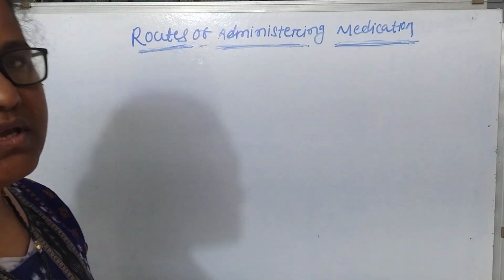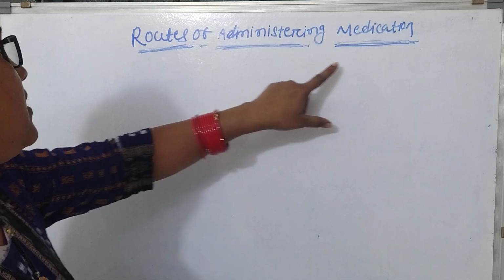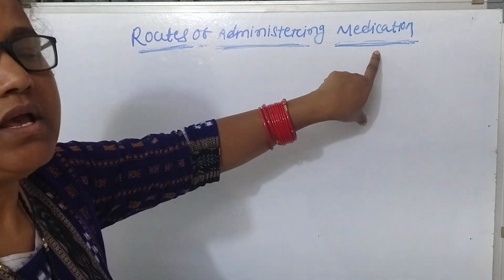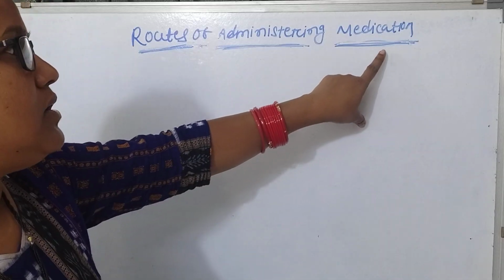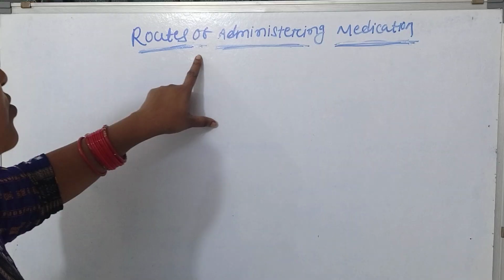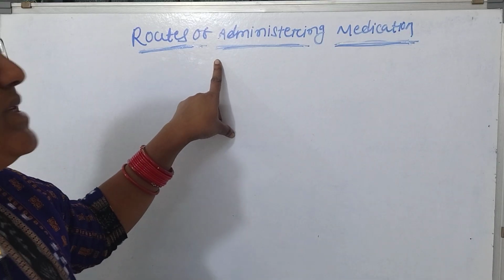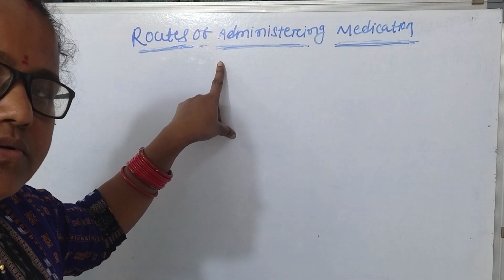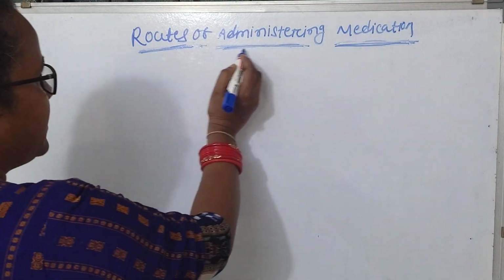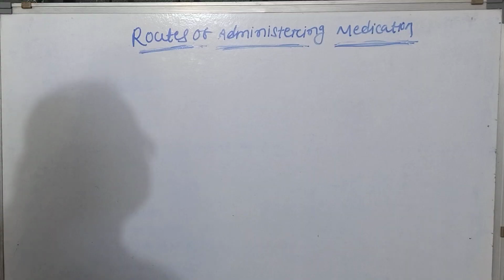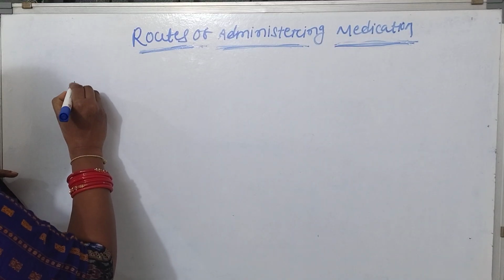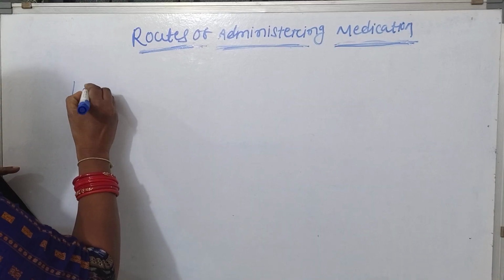Okay, there are many types of medication. Tablets are there and injections are there. In which routes we should give medication and injection to the patient, that is what we will study today. In routes of administering medication, there are many routes. First we will study the oral route.